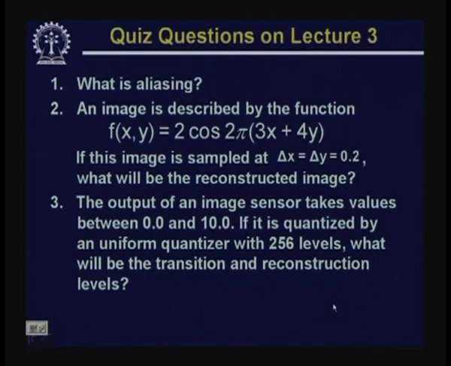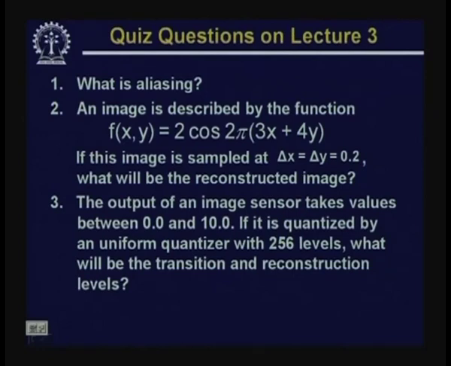Now, let us come to today's tutorial questions. Today I give you 3 tutorial questions. The first one is, what is aliasing? The second question is, an image is described by the function f(x,y) equal to 2 cos 2π(3x + 4y).